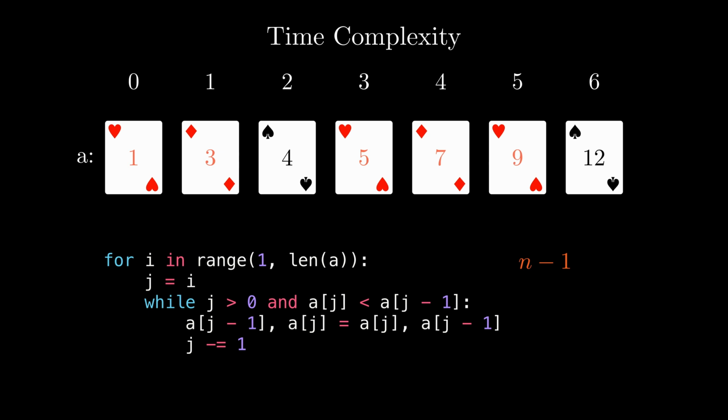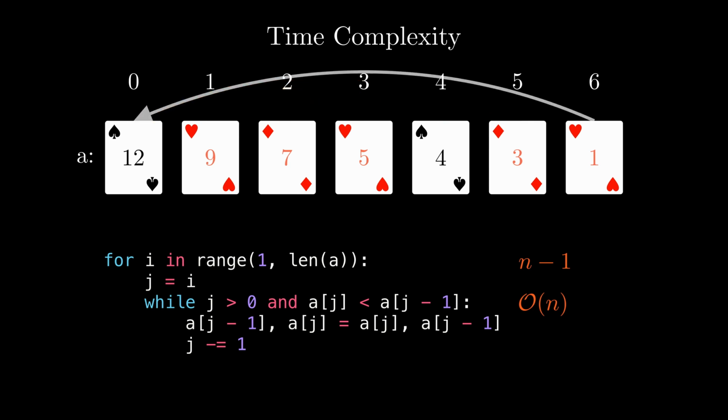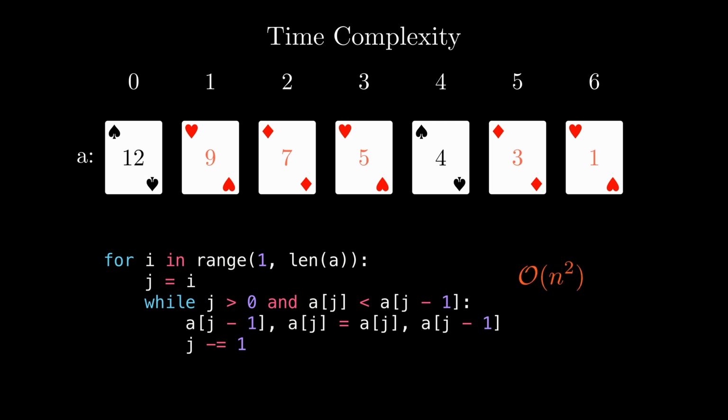In the worst case scenario, where all the elements of the array are sorted in reverse order, the inner loop would perform all of n operations for each element, as we would need to bring each element to the very start of the array on each iteration. That way, the total time complexity of the insertion sort algorithm would be O of n squared.